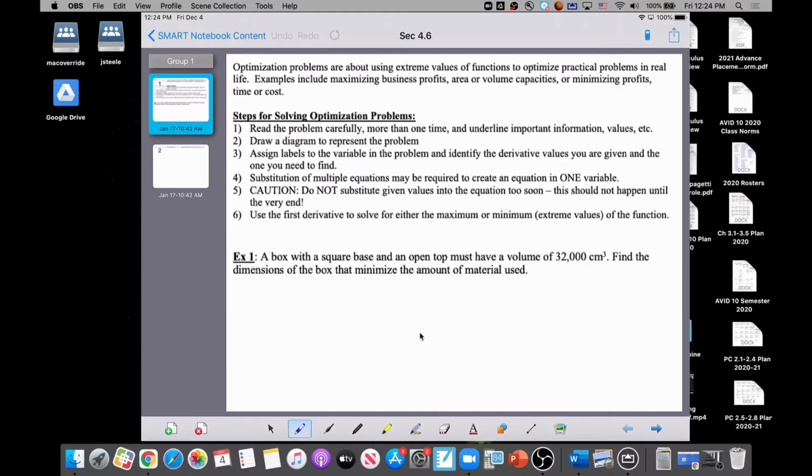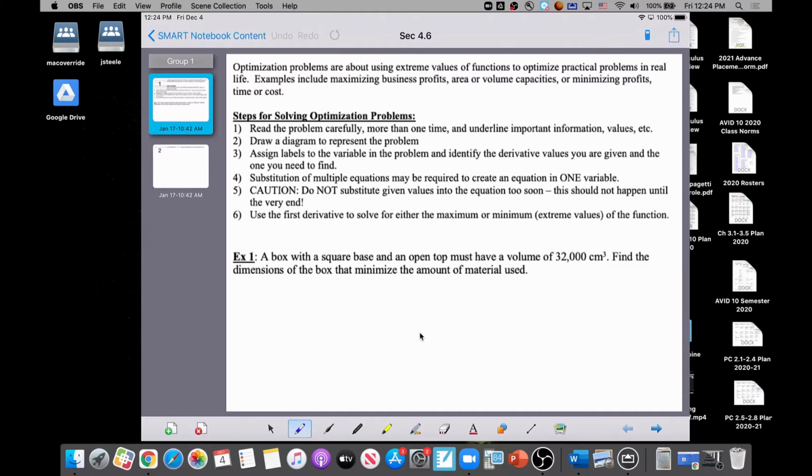This is AP Calculus Section 4.6 Notes. Today we are going to talk about optimization problems. Optimization problems are about using extreme values of functions, so maxes and mins, to optimize practical problems in real life. Things that we might want to optimize would be profit, capacities, things like that.